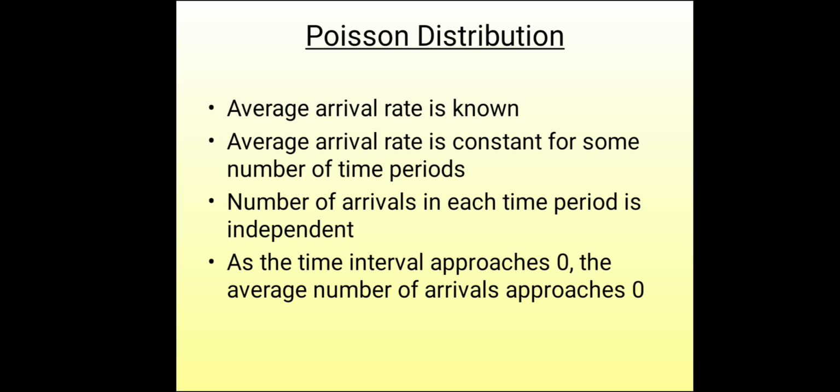Then Poisson distribution has an average arrival rate. Average arrival rate is known. So average arrival rate is constant for some number of time periods. Number of arrivals in each time period is independent. As the time interval approaches 0, the average number of arrivals approaches 0.